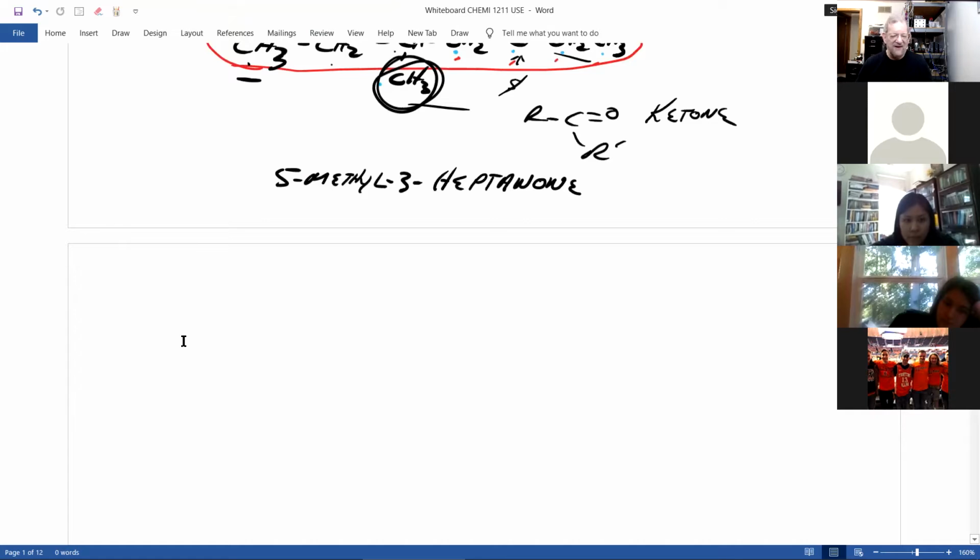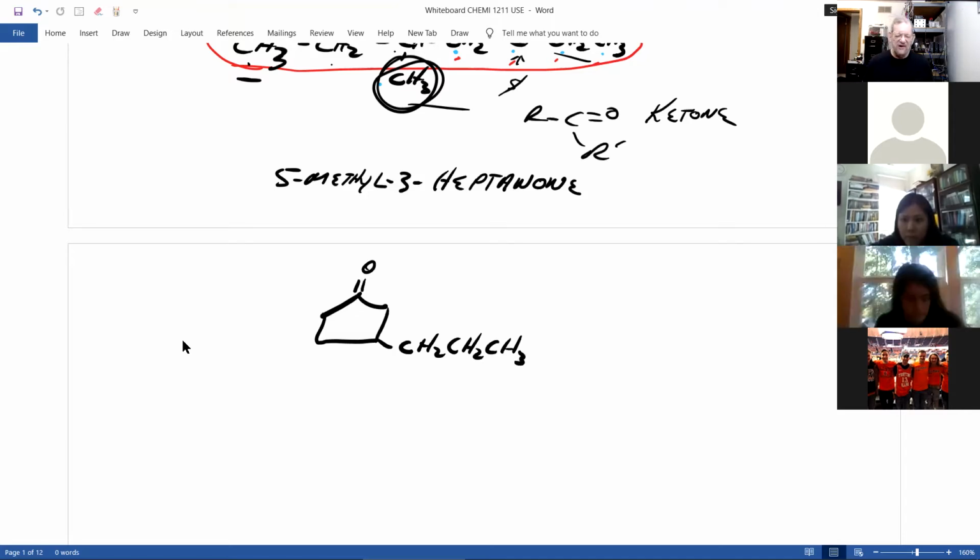All right, let's try another one. These are fun. And the question is, what's the IUPAC name for the following molecule? 3 points each.